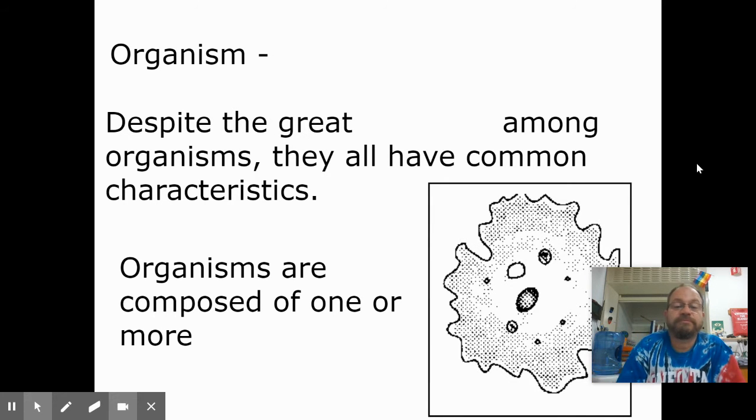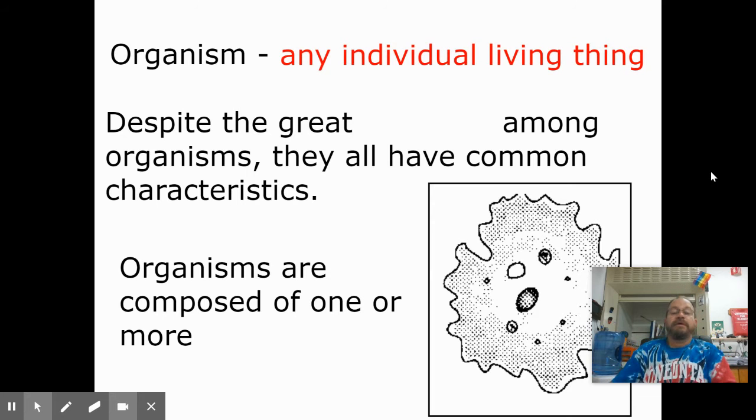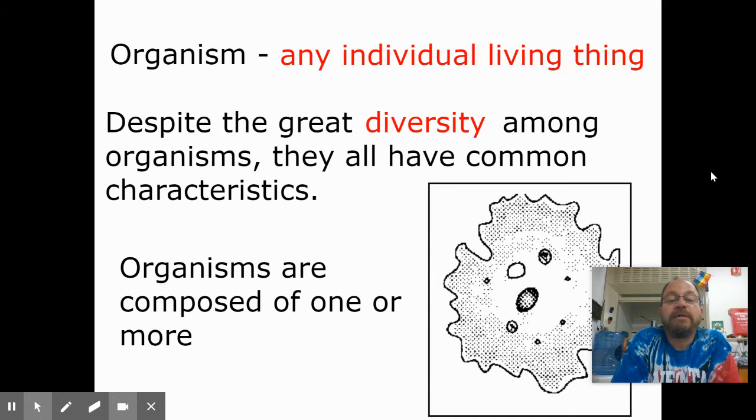What's an organism? Well, it's any individual living thing. All right, so that's kind of like when we talk about organisms, how many organisms are on the planet, or how many different species, organisms within species. An organism is any individual living thing. All right. We know that there are many, many, many different kinds of organisms out there. All right. There's a very large diversity.